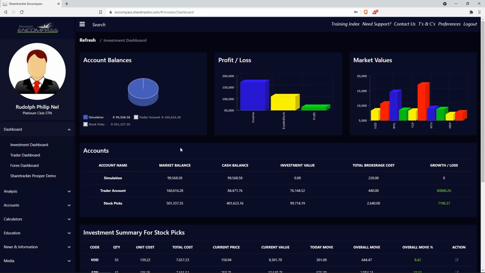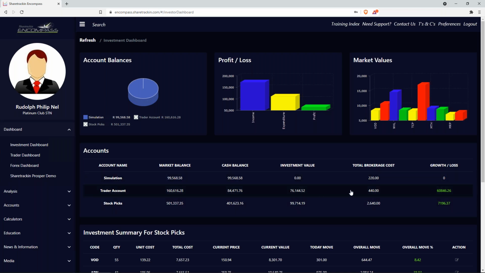Then you've got your accounts. Underneath accounts, once again, it will give you more or less the same as the pie graph, just the layout. So it'll give you a simulation account with your market balance. As I said, market balance starts off with 100,000. Cash balance, the same. Then your investment value of how much money you've basically invested is still in your investments. Your total brokerage costs, so all the brokerages that you've paid so far, and then your growth or your losses.